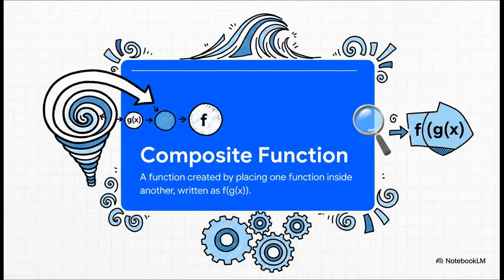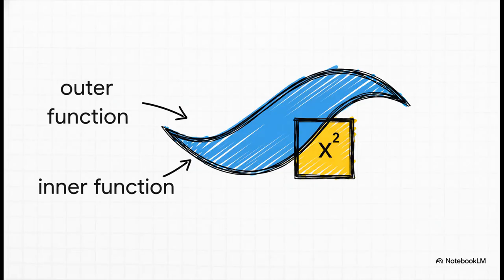You can almost think of it like an assembly line, right? You start with x, the inner function g does something to it, and then that entire result gets passed along to the outer function f. So for our problem, sine of x squared, the outer function is the sine part. It's the big shell. The inner function is what the sine is acting on, in this case the x squared. Just being able to see those two distinct parts, the outer and the inner, that is the absolute key to getting this right every time.